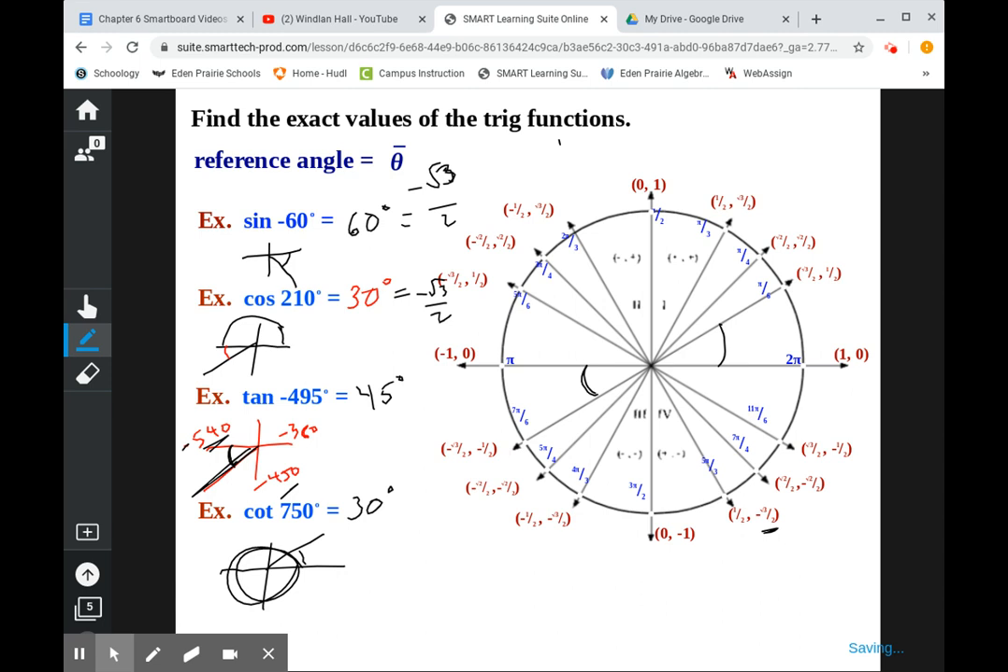45 degrees, again, it's in this quadrant. 45 degrees is right here. And they want the tangent. The tangent is y divided by x. Well, the values are the same, so it would just be 1.